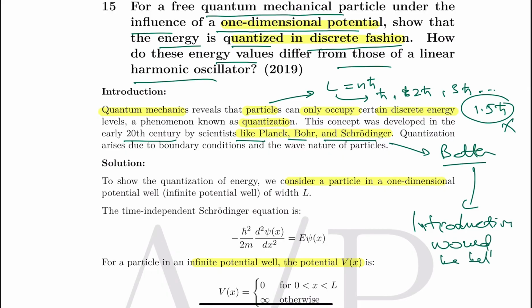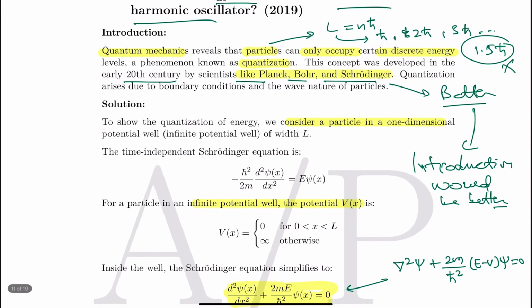So to show the quantization of energy, consider a particle in a one-dimensional potential well, which is described by this potential function. That potential is zero inside the well, but as soon as you go to the boundary, it is going to be infinite. And we know that such a system is well described with the time-independent Schrodinger equation.